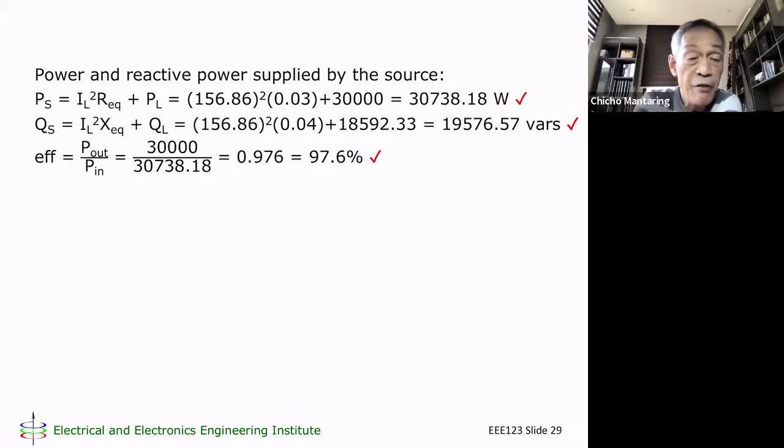What is efficiency? Efficiency is the power delivered to the load divided by the total power supplied by the source. So the power delivered to the load is 30 kilowatts. The total power supplied by the source is 30.738 kilowatts. So I have a 97.6% efficiency.